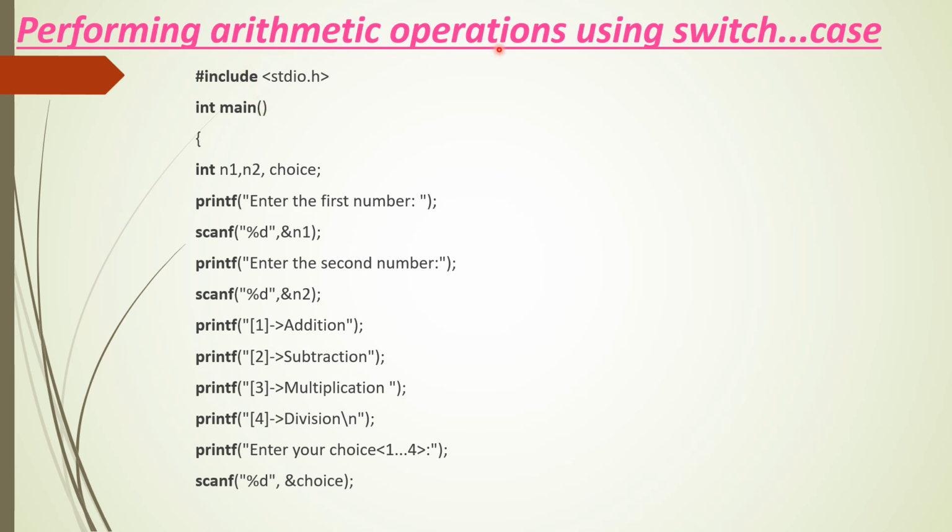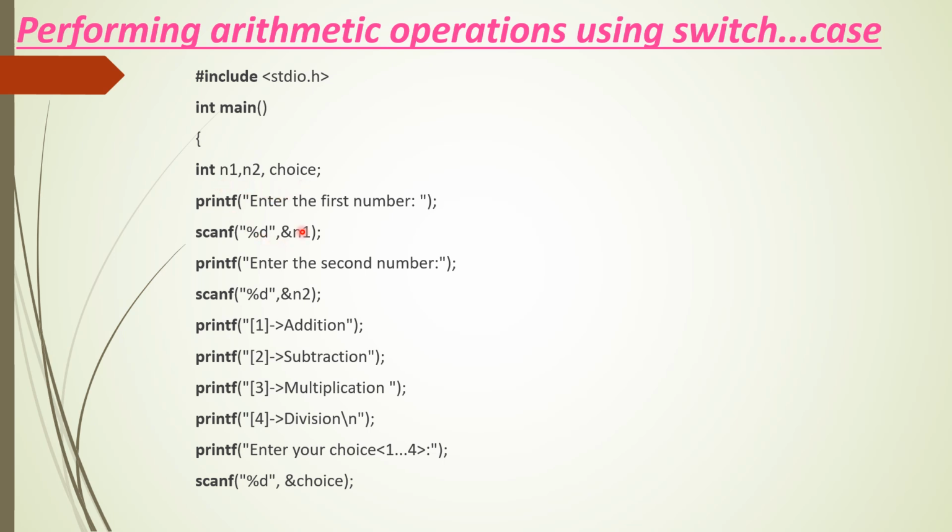Now I have to do arithmetic operations using a switch case. Say for example, I have two numbers. Arithmetic operations are addition, subtraction, multiplication and division. That's what I'm going to do. So for that I need two variables as integers. I declare them as n1, n2, and I have a choice representing which operation I want to do, whether it is addition, subtraction, multiplication or division. So the three variables are declared as integers.